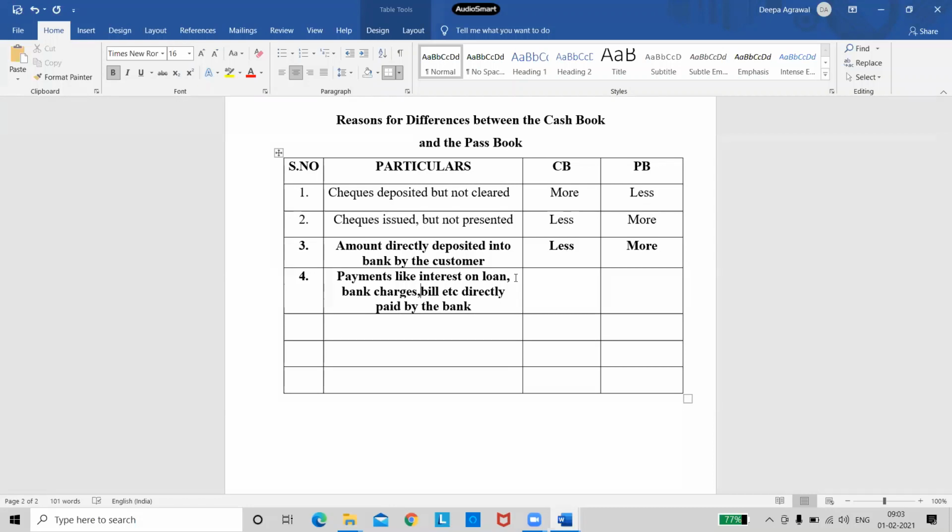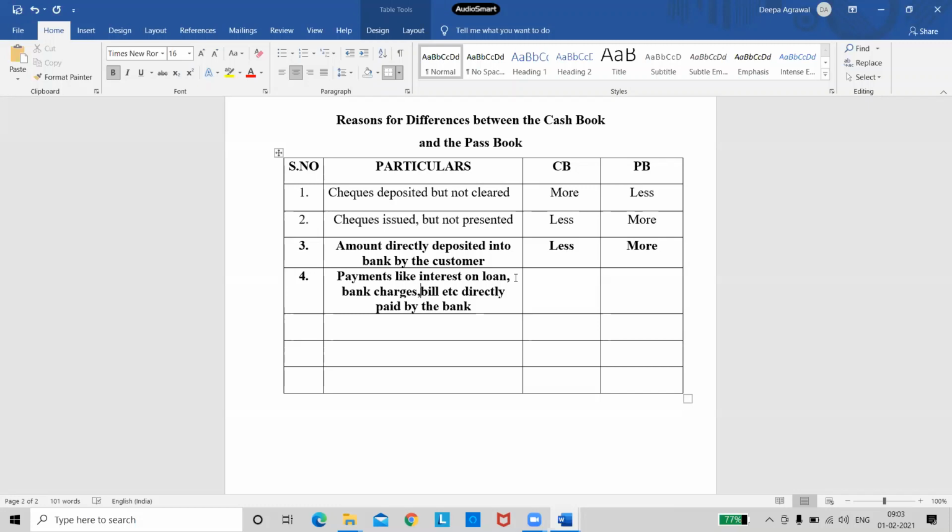The passbook, ma'am. Correct. The passbook will record it because we have given the instructions to the banker. So whenever the banker is paying these bills, he will immediately note it in the passbook. And when will I record it in my cash book? When the banker informs us. Correct. Again, as usual, either the banker informs me or otherwise when I check my account.